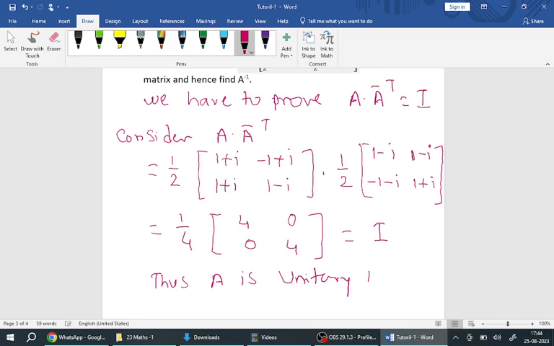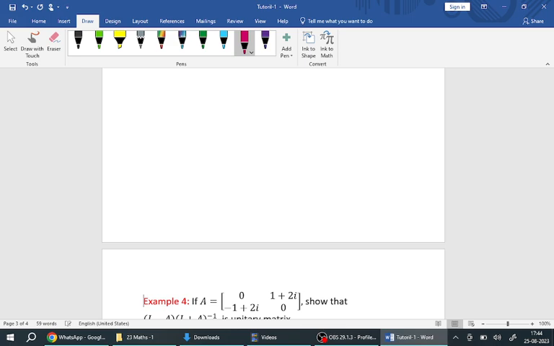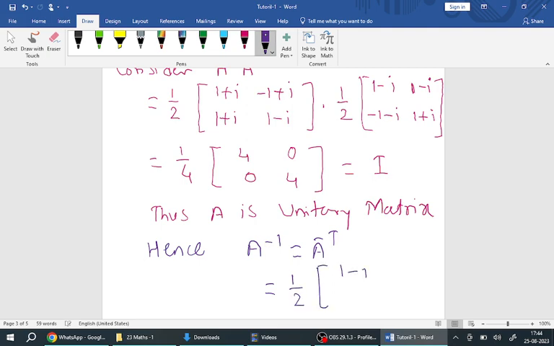Thus A is a unitary matrix. That is the first line. But the question is not this only. Hence find A inverse there. And we know the inverse of this unitary matrix is A bar transpose only. Hence A inverse is equal to A bar transpose, and in this case A bar transpose is 1 by 2 times the matrix 1 minus i, 1 minus i, minus 1 minus i, and 1 plus i, and that is the inverse of the matrix. That is the end of question 2.